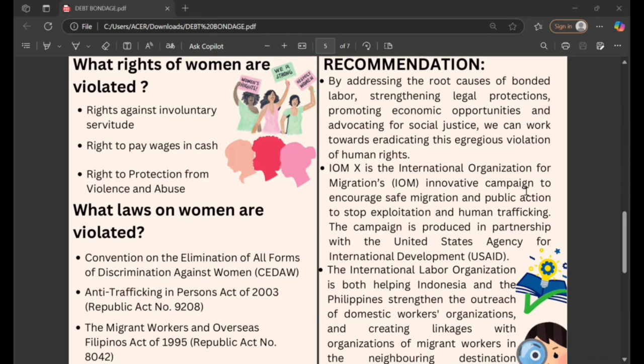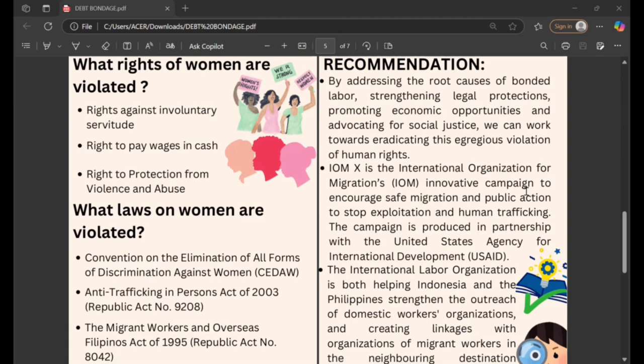The goal is to create an environment where women are free from exploitation and have the ability to live with dignity, autonomy, and security. And Article 11 of the said law aims to ensure that women are treated equally in the workforce, have access to necessary protection like social security, and can work in environments that respect their health, safety, and personal choices.